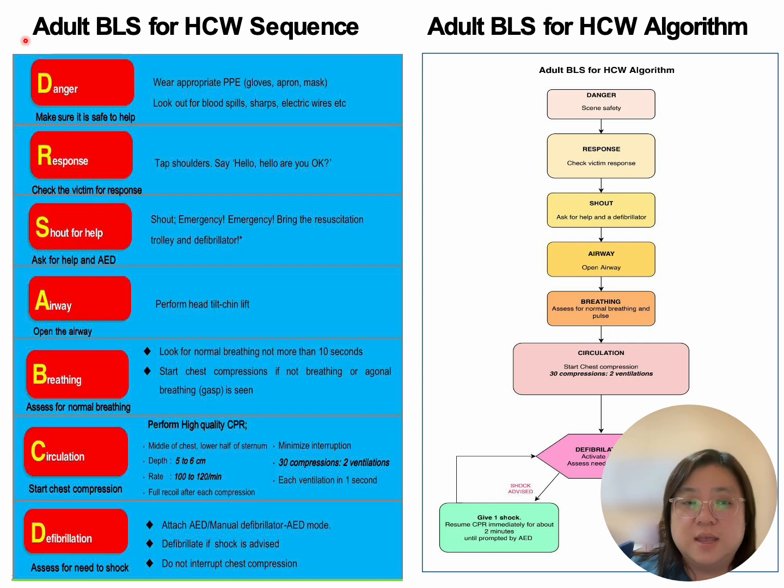So your DRS AB next will be circulation, chest compression. Okay, when we talk about chest compression, it has to be high quality chest compression.